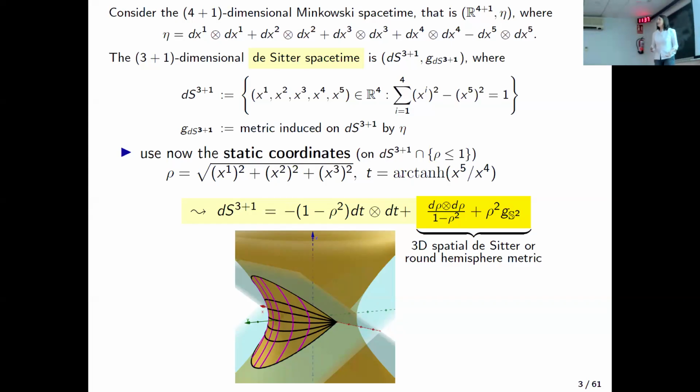As you cannot see from here, actually this is a static metric, so that means that on each black slice I have the same metric. It doesn't seem so from this picture, but actually all of these arches have the same metric, which is the 3D spatial de Sitter, or if you prefer, the round hemisphere metric. We'll look at it again later.